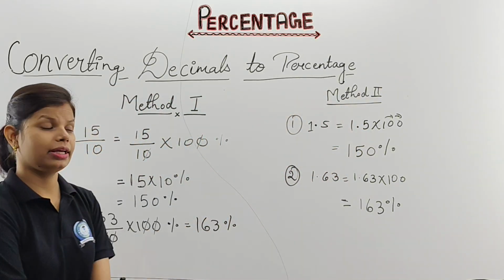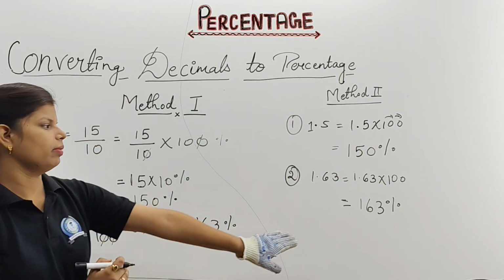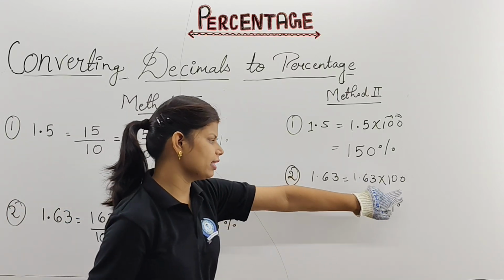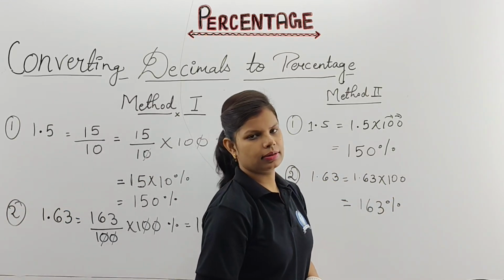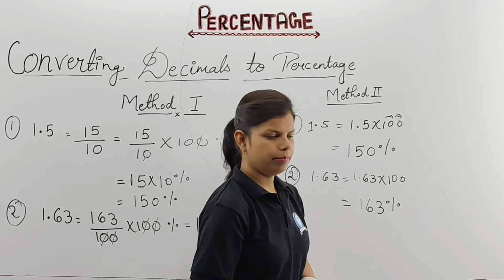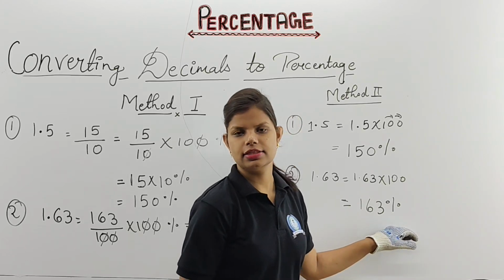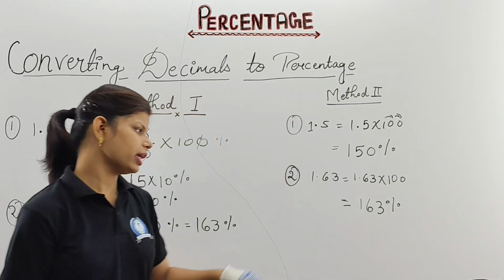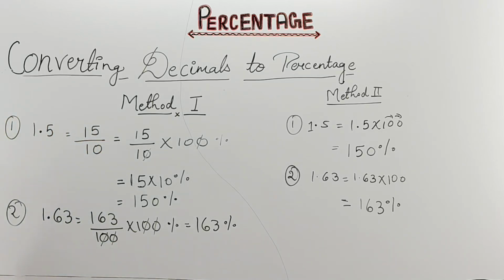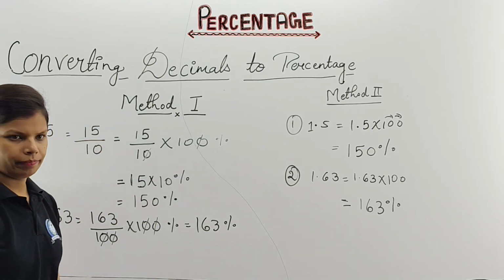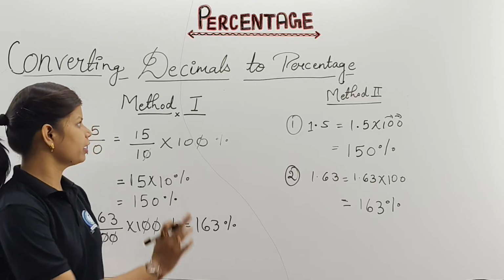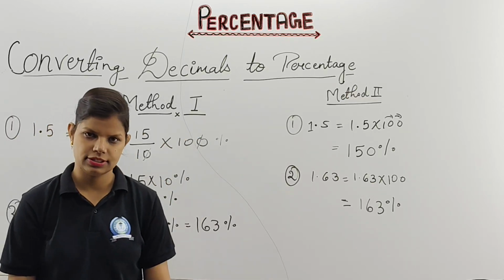That is a short one, but if you understand this part, then only will you be able to solve it. How many zeros we have, that many places we have to replace. Clear, no? And then we will get the answer 163%. That means here also we are getting the same, and here also we are getting the same part of this one. Both methods I have taught you for the conversion of decimals to percentage.